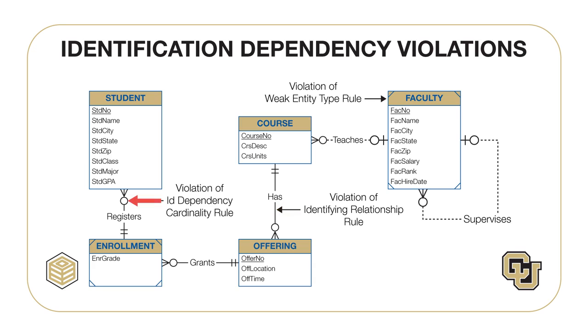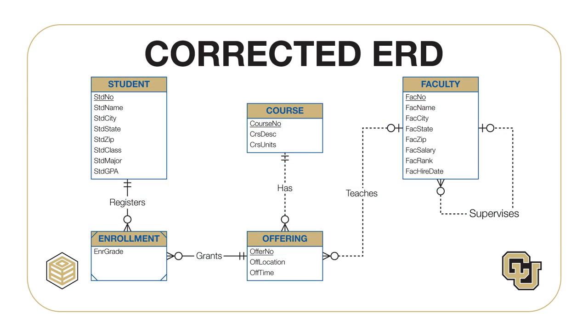The cardinality of the registrar's relationship violates the identification dependency cardinality rule. This rule indicates that the minimum and maximum cardinality must both be 1, meaning enrollment must be related to 1 student. This ERD corrects the rule violations shown in the previous ERD.